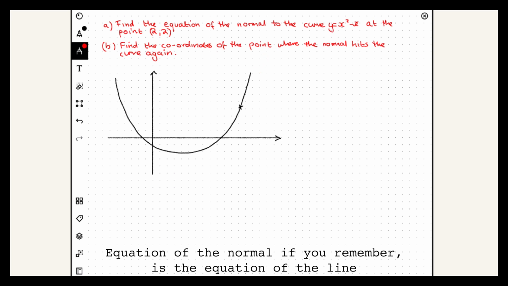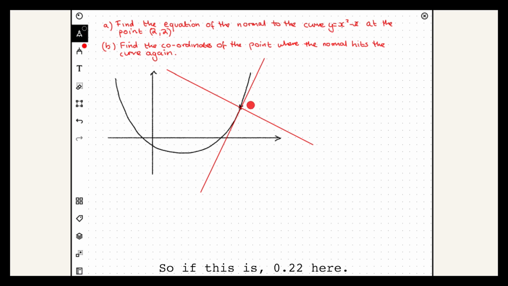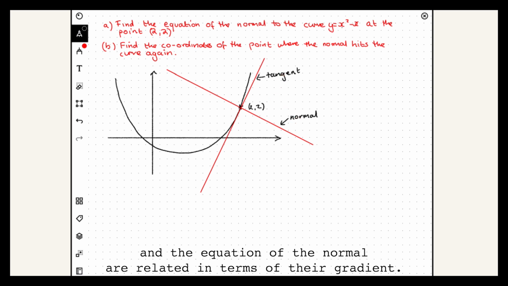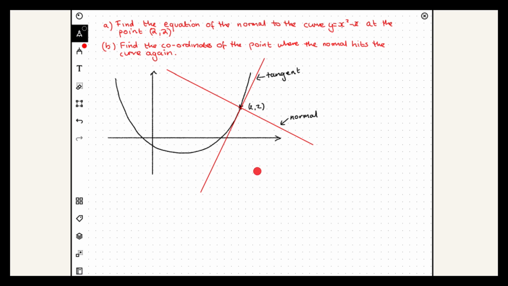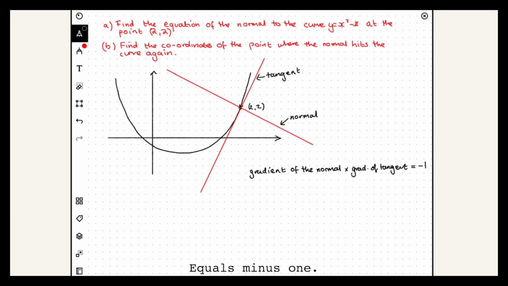Equation of the normal, if you remember, is the equation of the line that is at right angles, perpendicular, to the tangent. So if this is our point 2, 2 here, then we have our equation of the tangent and we have our equation of the normal. And we know that the equation of the tangent and the equation of the normal are related in terms of their gradient. The gradient of the normal multiplied by the gradient of the tangent equals -1.